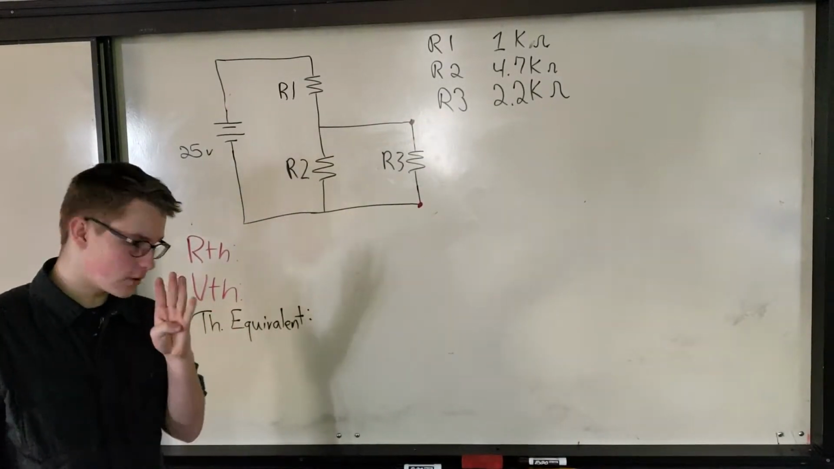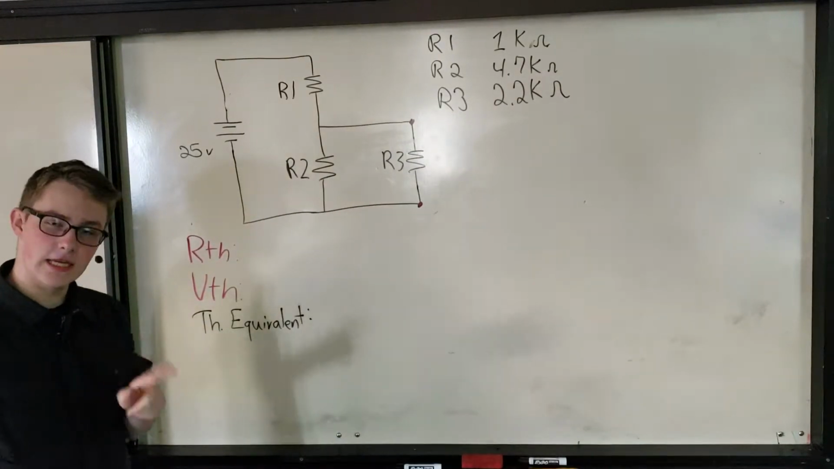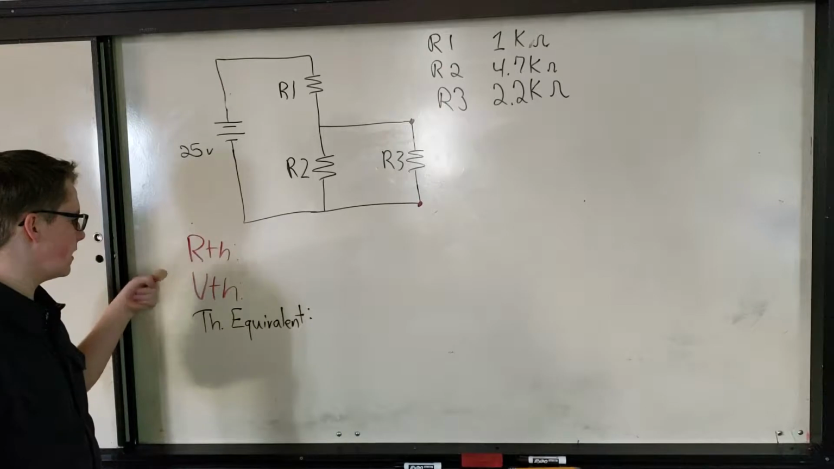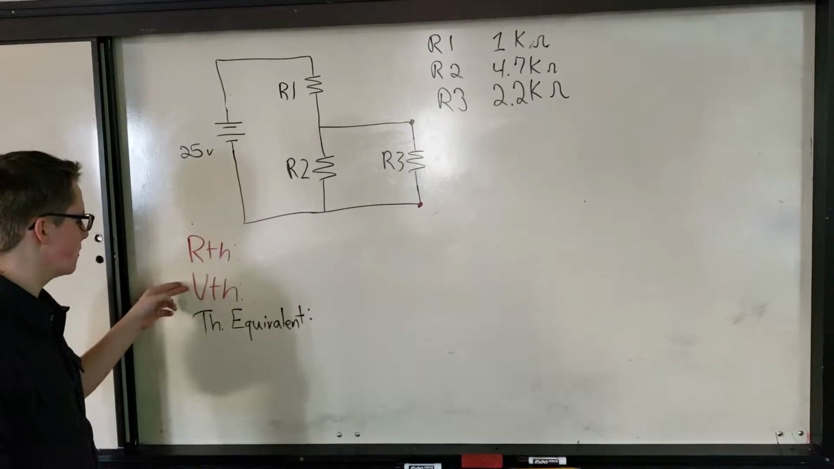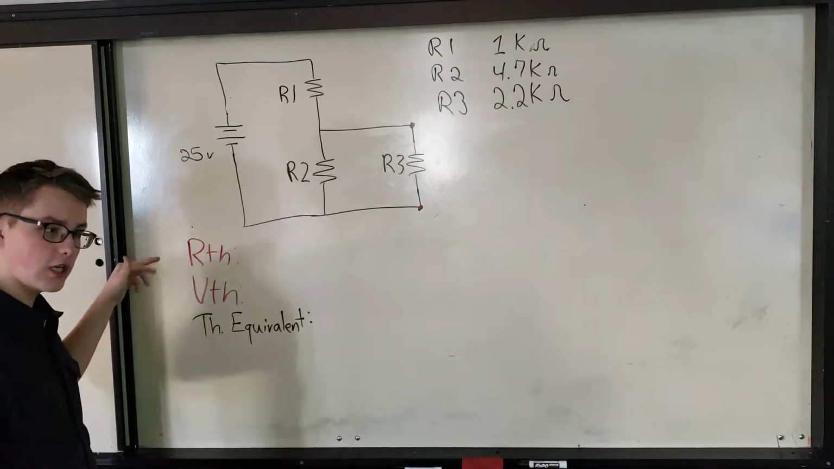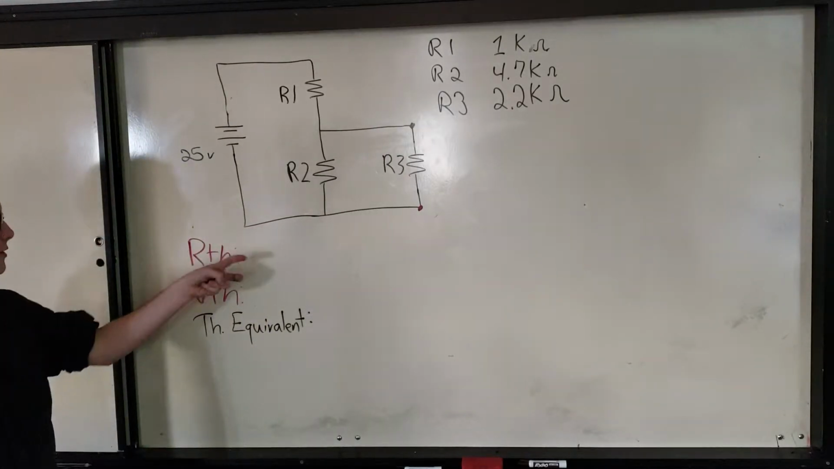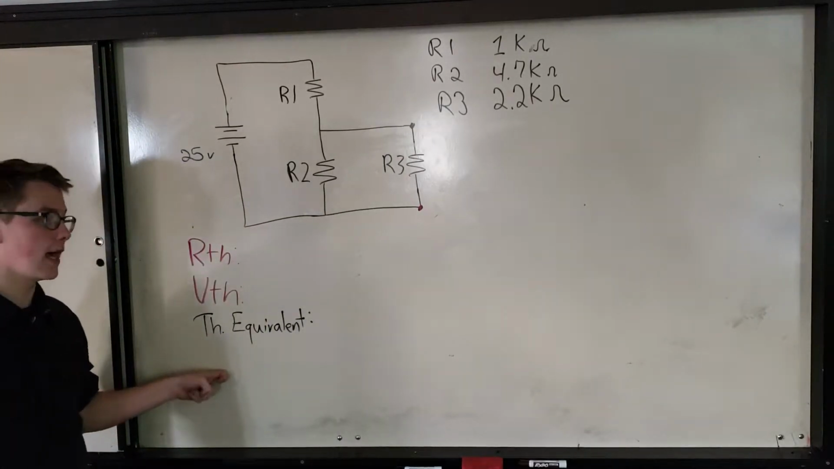So there are 4 steps. Step 1 is identifying what resistor you are going to solve for. Step 2 is solving for R Thevenin and V Thevenin. Those are interchangeable steps, and the very last step is the Thevenin equivalent circuit, which uses these 2 values, so it must be done last.